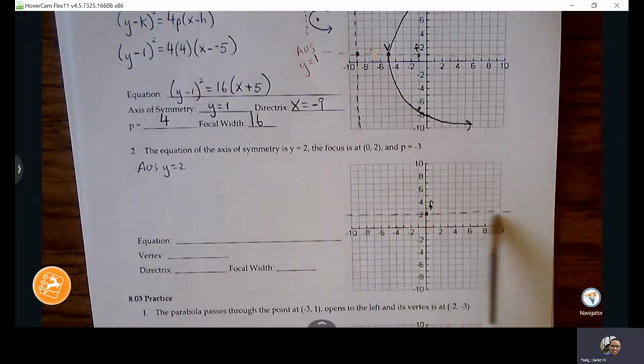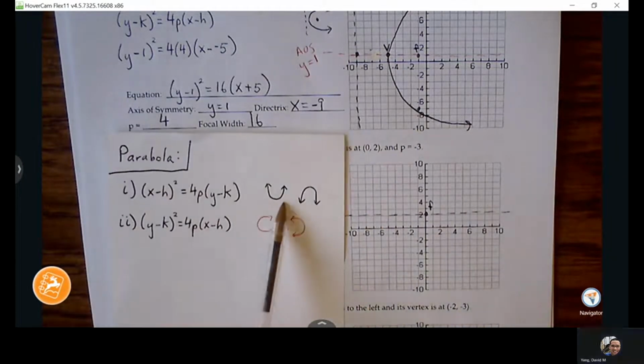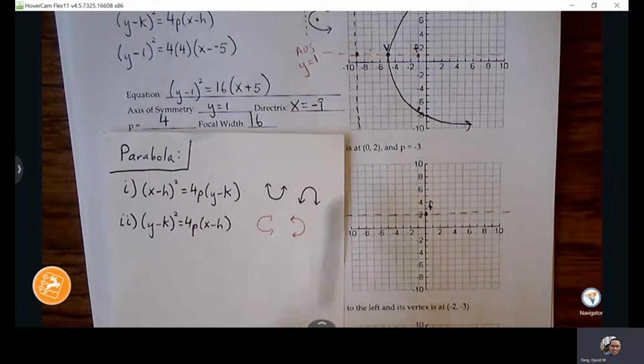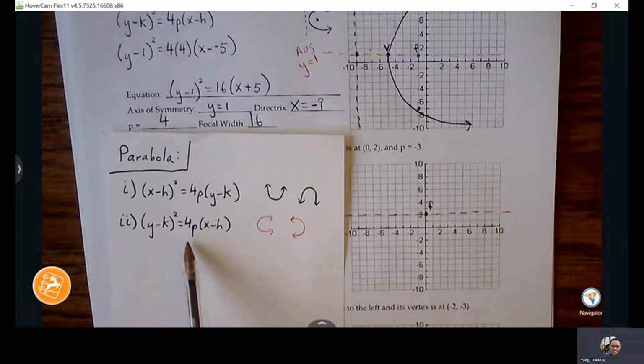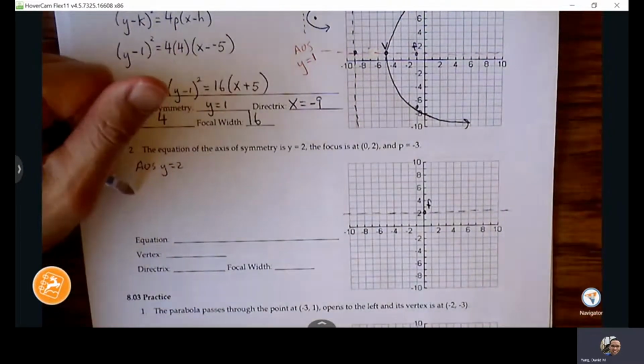Axis of symmetry is y equals 2. Focus is 0, 2. P is -3. Okay, how is this graph going to open? Yeah, to the left. Your p value is -3, so that's also telling you that it's going to be either down or left, but the axis is splitting the parabola in half, so it has to be opening to the left. Okay, so we know what equation that we're trying to target.